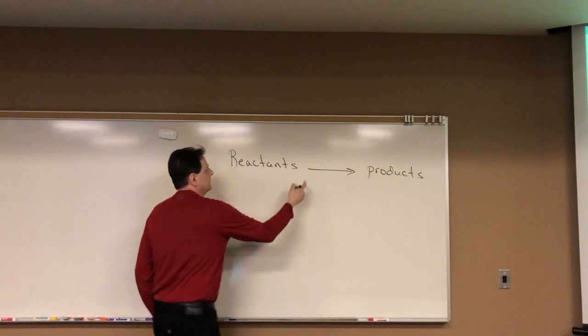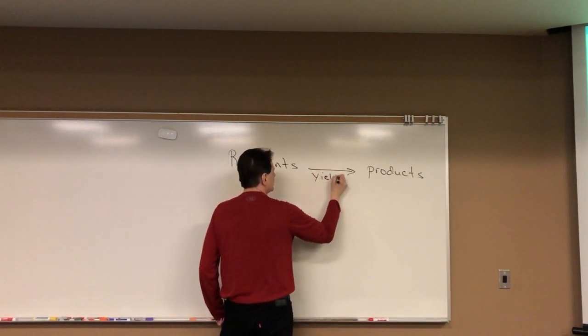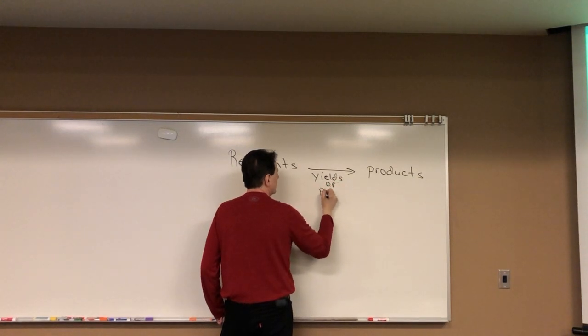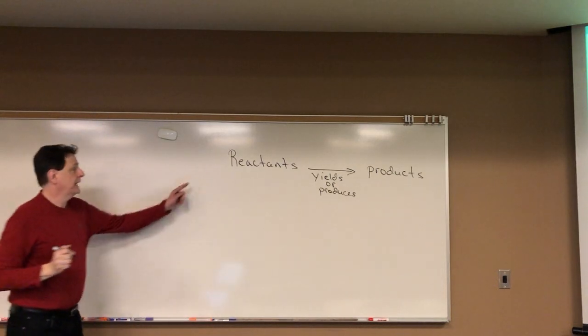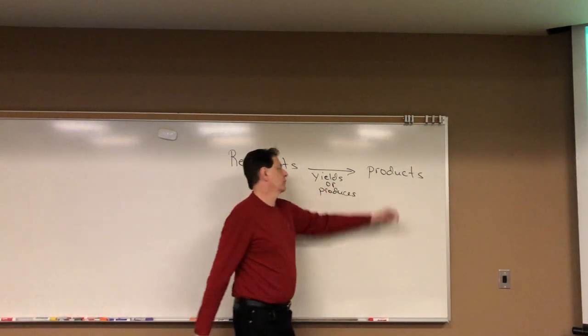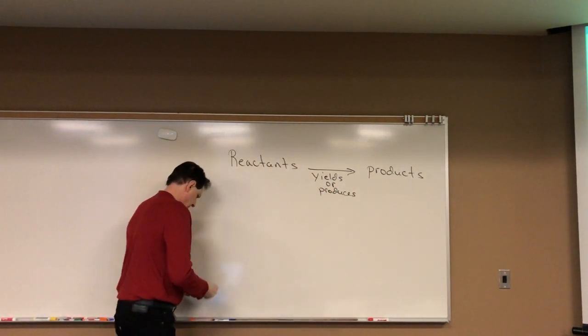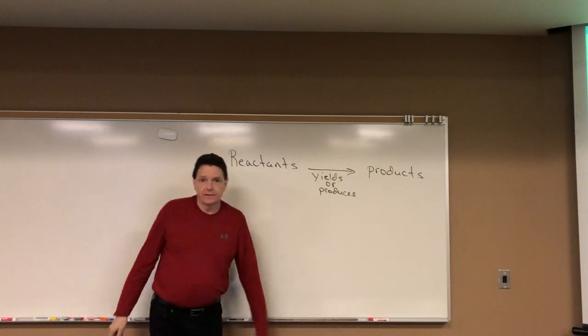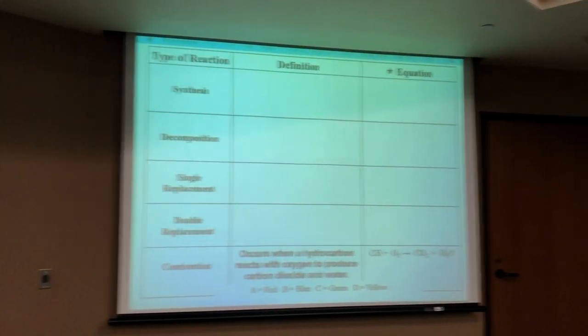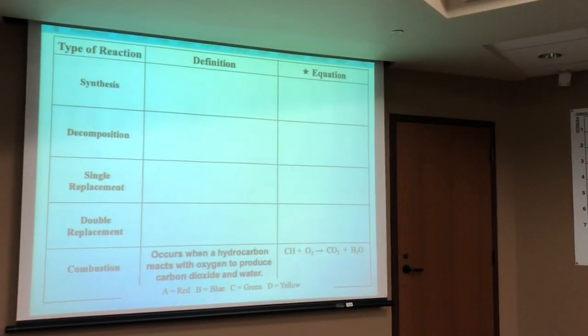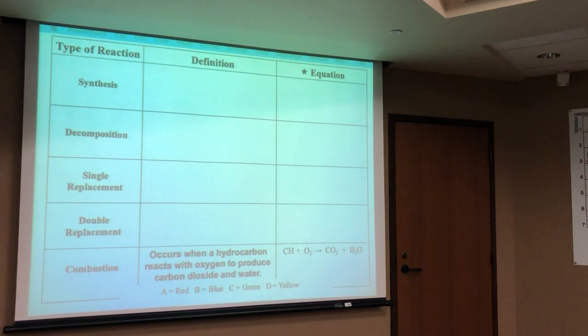What this arrow means is yields or produces. Reactants yield or produce products. In this first PowerPoint, it's very short. We are going to look at the 5 types or 5 families of chemical reactions. First up is a synthesis reaction.